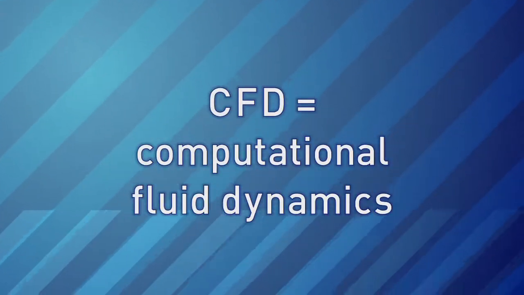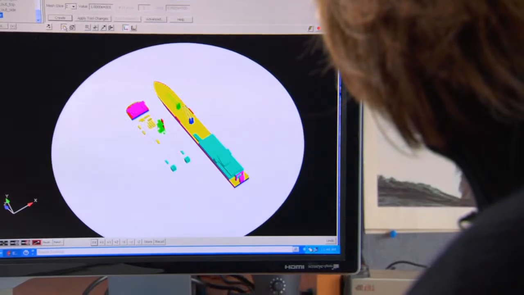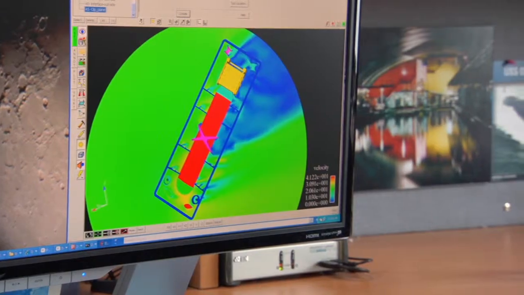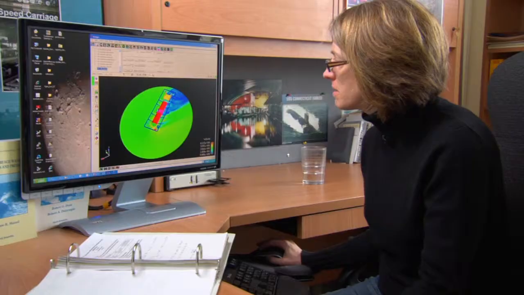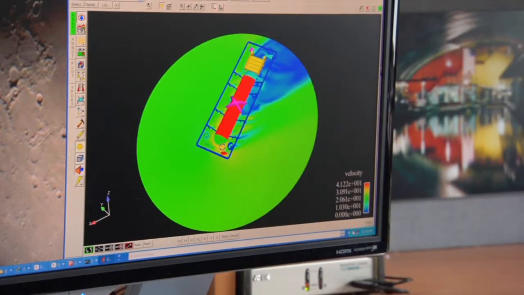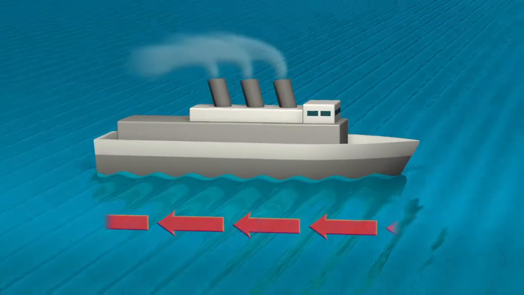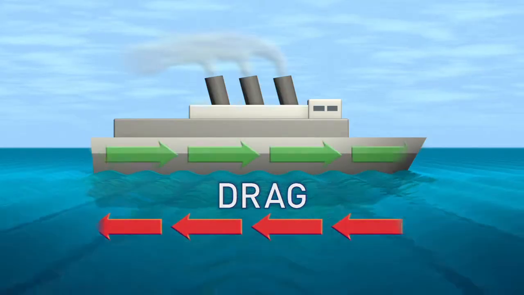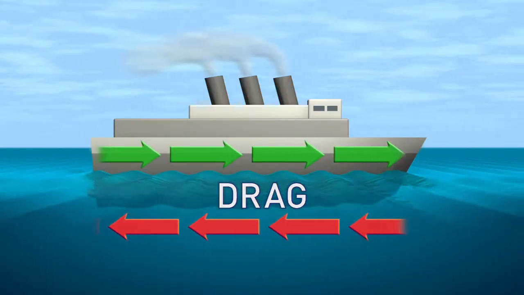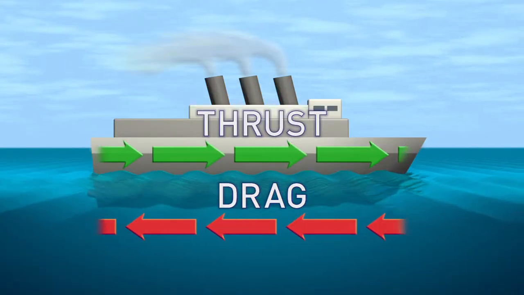Computational fluid dynamics, or CFD as we call it, is a computer program that models the physics of the fluid flows as they interact with the surfaces of the ship. Using CFD, Susan can examine the fluids, either air or water, as they flow over the ship. When a ship moves through these fluids, it experiences a force called resistance or drag. To move the ship forward, the drag must be overcome by a force called thrust.